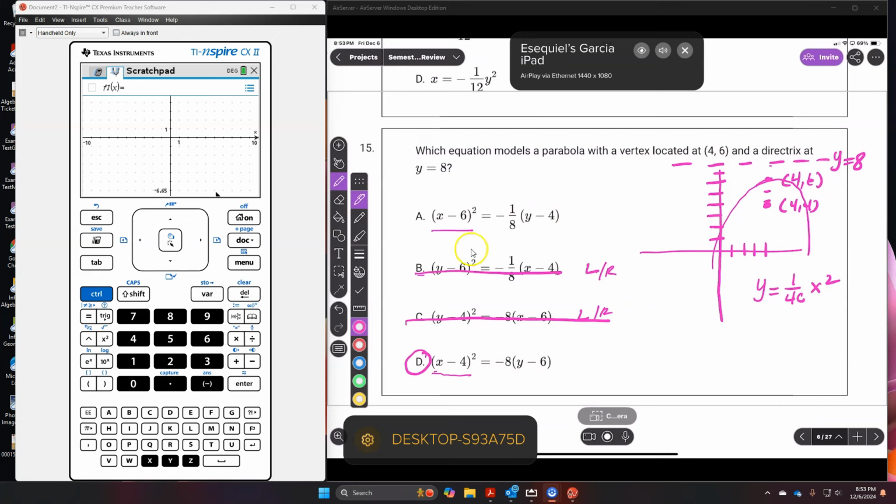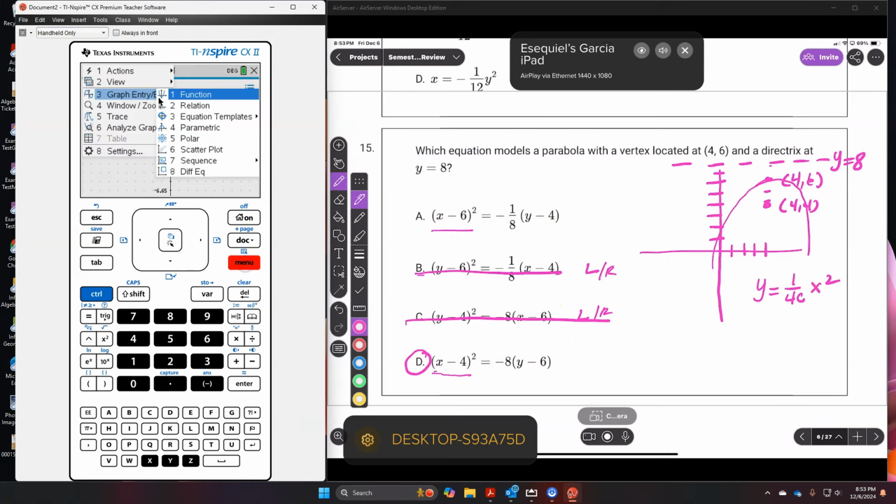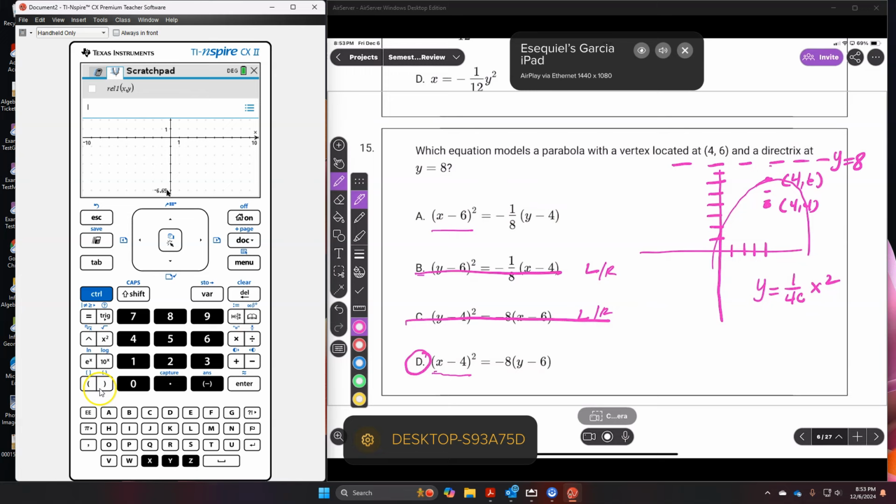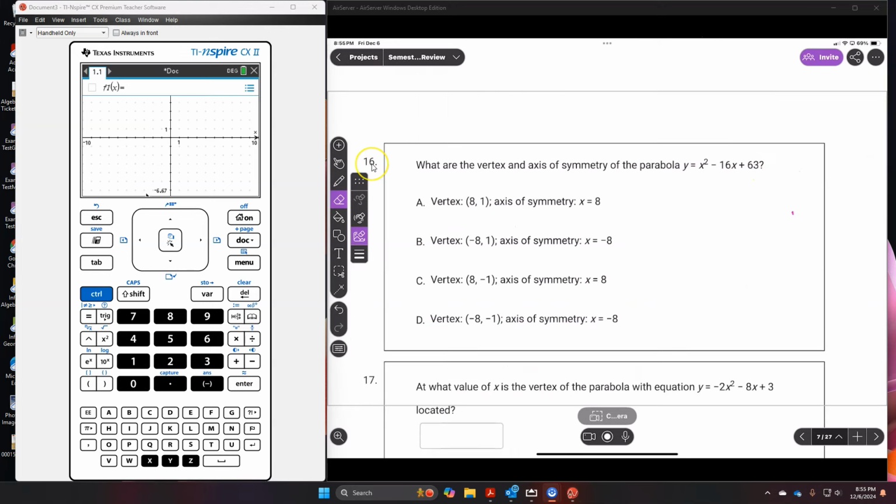Now, if you want to check, just go to menu and go to relation and type in x minus 4, squared equals negative 8 times parentheses y minus 6. Press enter. And there's my graph. It's right there. Anything dealing with graphing, just go ahead and graph it.